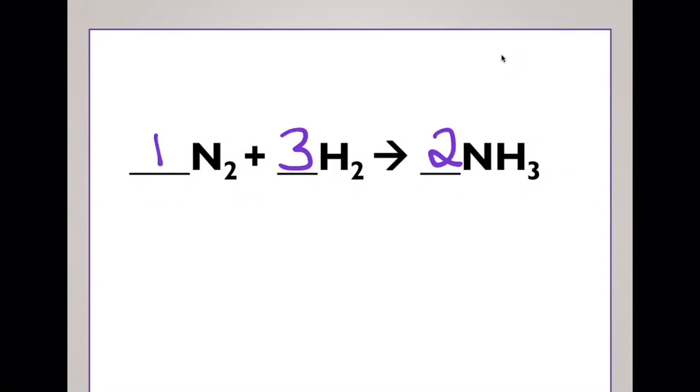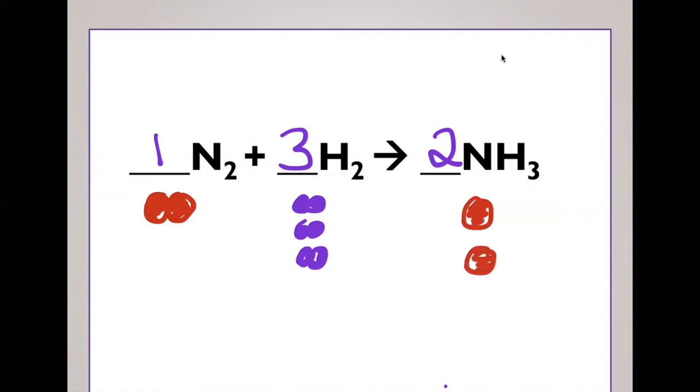And thinking about what this balancing means, the 1 here means that I have one molecule of N2, that I have 3 molecules of hydrogen, and that I have 2 molecules of NH3.